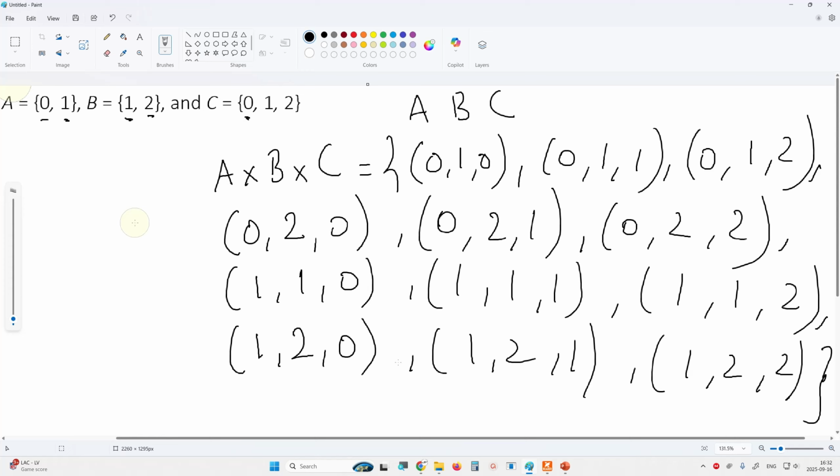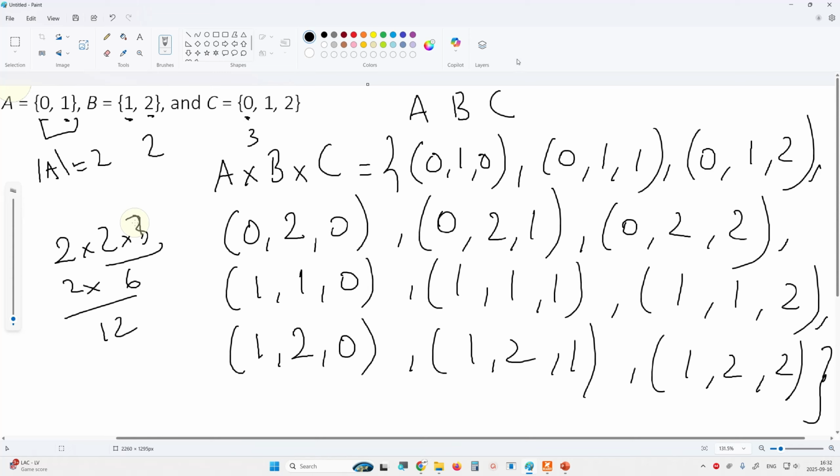So just to be sure, how many tuples should I have? The size of A is 2, the size of B is 2, and the size of C is 3. That means it's going to be 2 times 2 times 3. 3 times 2 is 6, times 2 is 12. Do I have 12 here? So 1, 2, 3, 4, 5, 6, 7, 8, 9, 10, 11, 12.